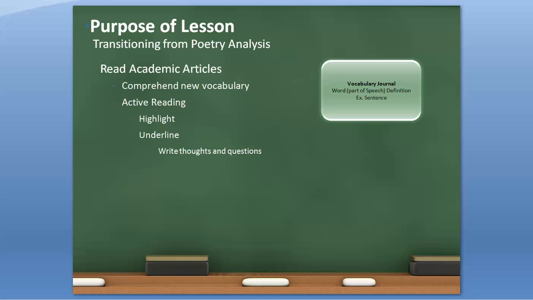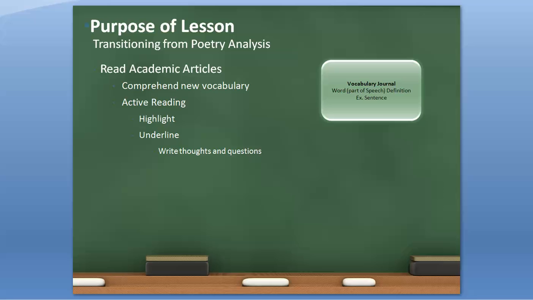So think of analyzing poetry and put that to the side. You understand how to do that. You've done a good job with doing that. So now let's move on. Now for this lesson, you're going to read, as I said, an academic article. This is something that you will need to learn how to do as you move into your academic major. So again, you're going to read an article.